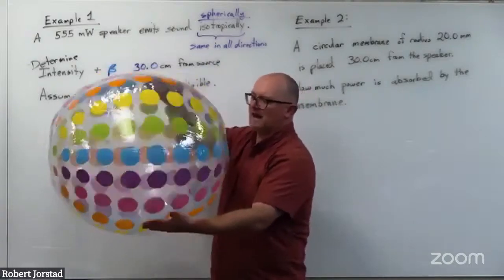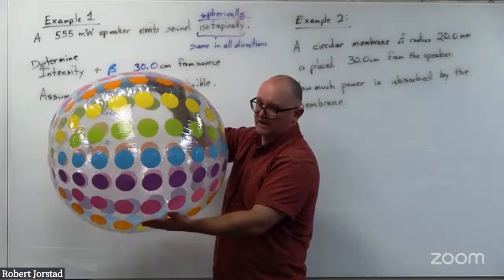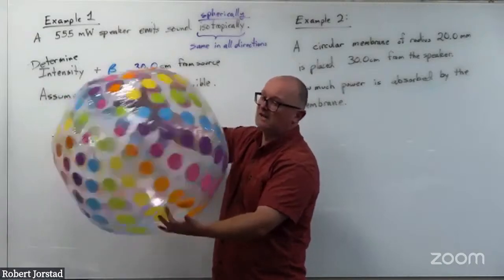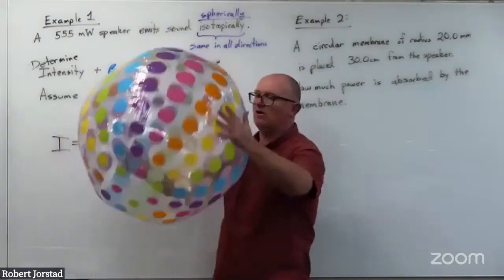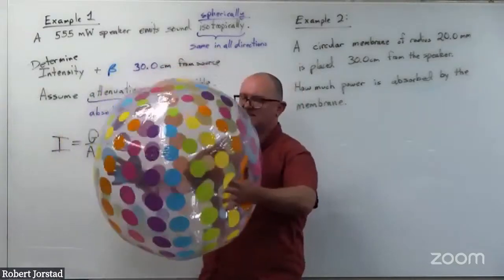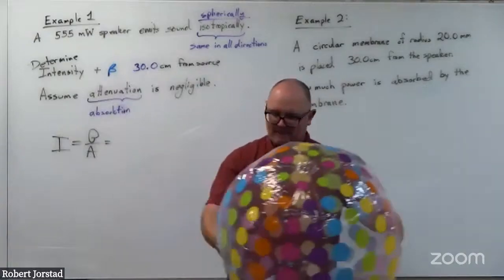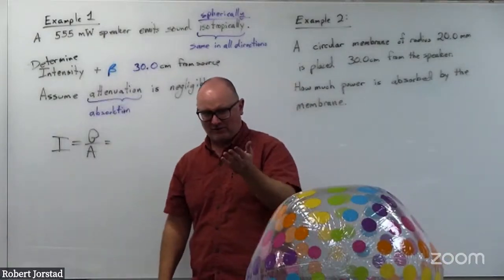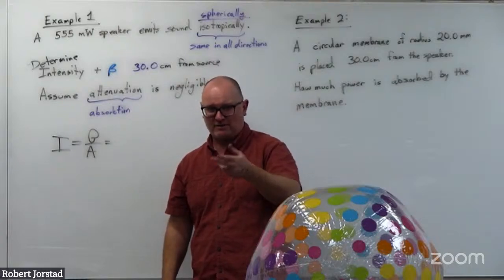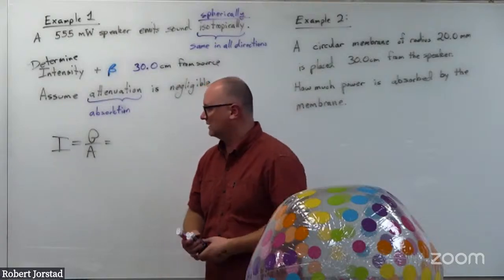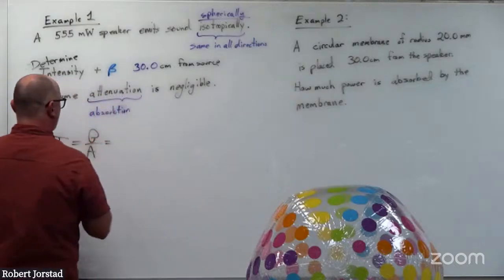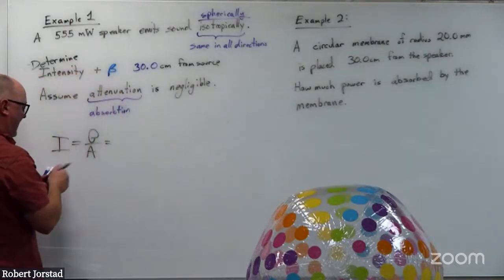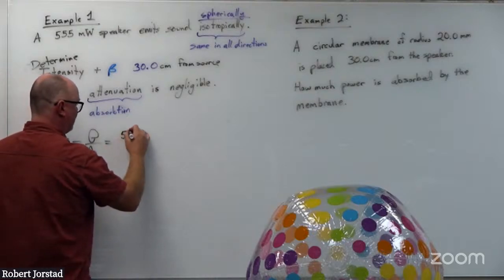So what is the area I should use? Think, is it pi r squared? No. The area is the area over which the sound wave has spread out. It's the surface area of a sphere, 4 pi r squared. If you remember the volume of a sphere, 4/3 pi r cubed, you can take the derivative to get the surface area, 4 pi r squared. So we're going to say the power is, what was it? 555 milliwatts.